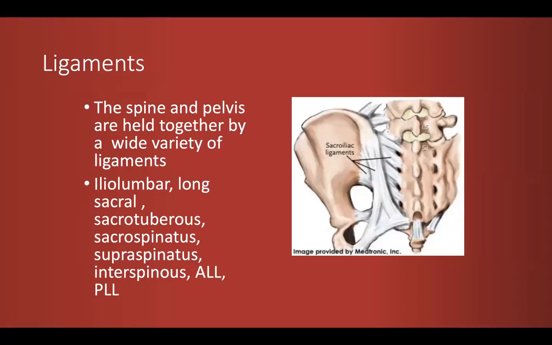And then we have a wide variety of ligaments. The spine and the pelvis are held together by these ligaments, which include the iliolumbar, the long sacral, the sacrotuberous, the sacrospinous, the supraspinous, the interspinous, the anterior longitudinal ligament, and the posterior longitudinal ligament.